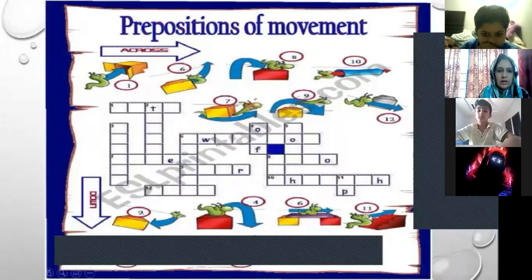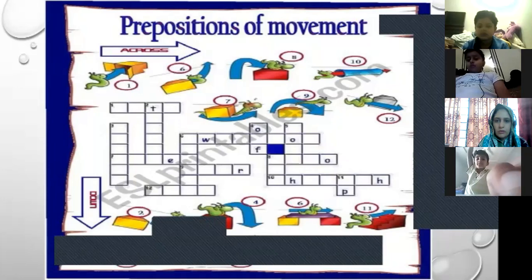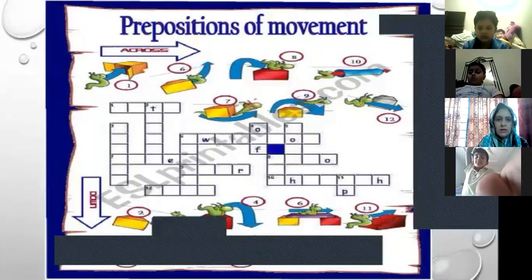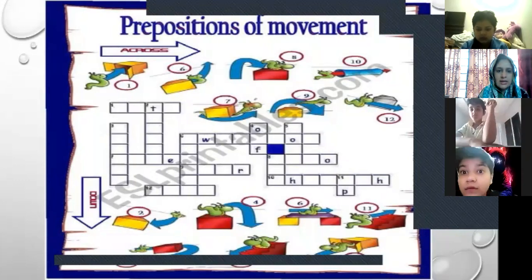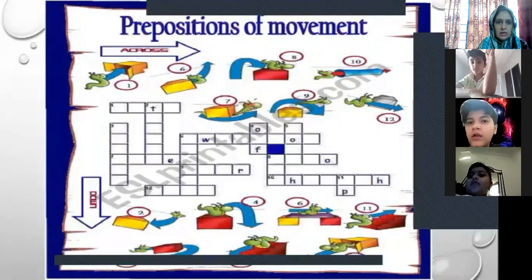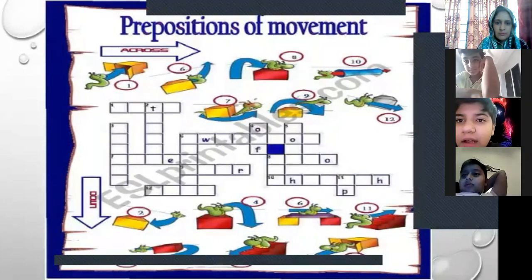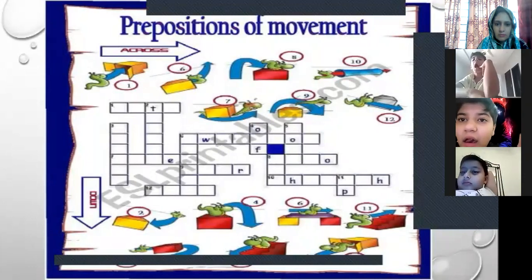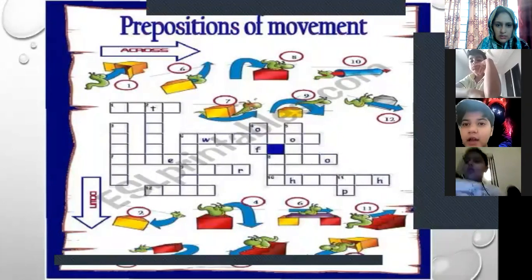So number 1 is, like I'm doing it now over here, as you see. Number 1 is into. The snake is going into the box. Look at number 6 now. So number 6 is, where is number 6? This is number 6.